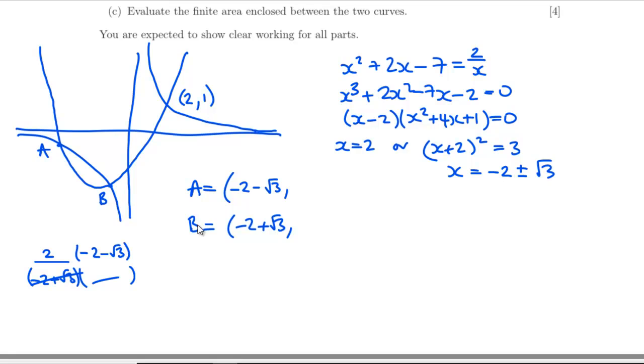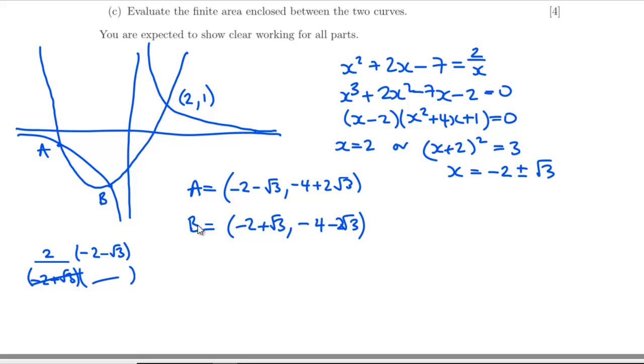Oh, actually, I've done B first, haven't I? So that's going to be minus 4 minus 2 root 3. And then we're going to have, what's the difference on that? We're just flipping the sign on the square root. So that would be minus 4 plus 2 root 3. Okay, so that's a bit messy, but there you go. That was fairly straightforward anyway.